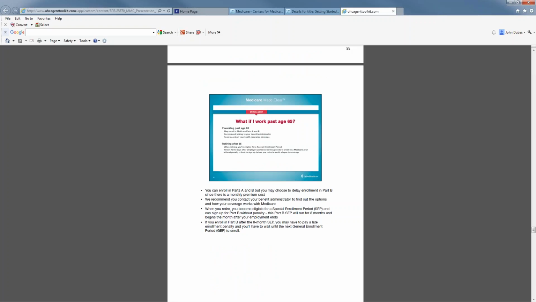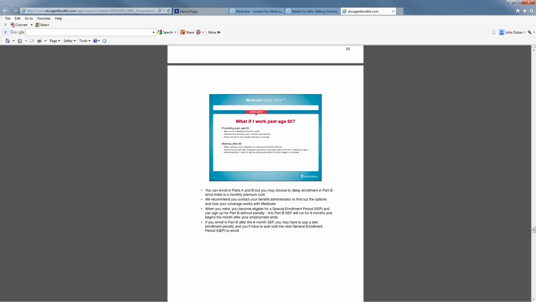If you work past the age of 65, well, you can enroll in Parts A and B, but you may choose to enroll in Part B later, delaying that enrollment, since there is a monthly premium cost. You need to contact your benefit administrator at work to find out the options you have and how your coverage at work coincides with Medicare.